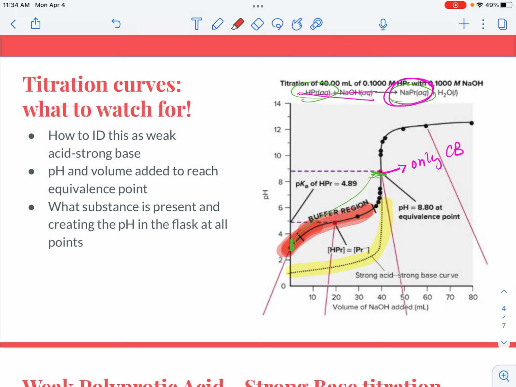And then from there on, it looks very similar because now you have excess OH-. So you treat it the same way as you did in a strong titration when you had the excess OH- at the end. So just definitely keep track of some of these differences as you're going.